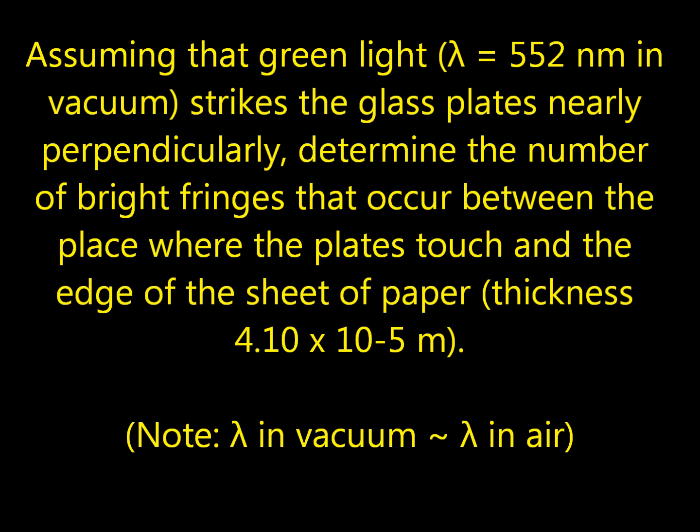Here's a problem from Cutnell and Johnson's Physics 3rd edition. Assuming that green light of wavelength 552 nanometers in a vacuum strikes the glass plates nearly perpendicularly, determine the number of bright fringes that occur between the place where the plates touch and the edge of the sheet of paper, and the thickness of that is 4.1 times 10 to the minus 5th meters. In other words, the problem is about finding the number of constructive interference lines that will be observed in this plate.